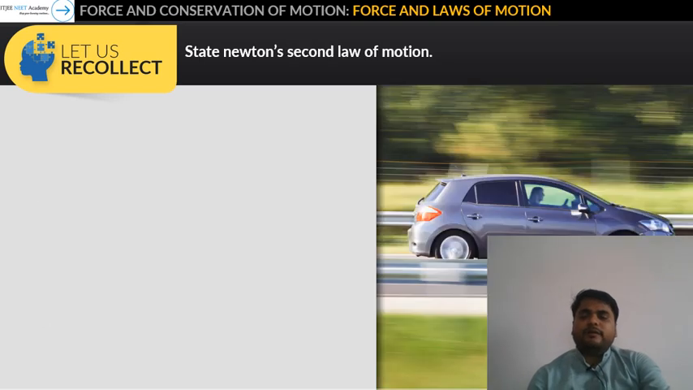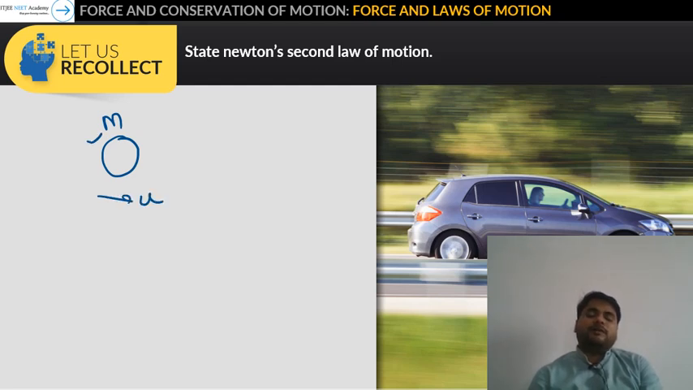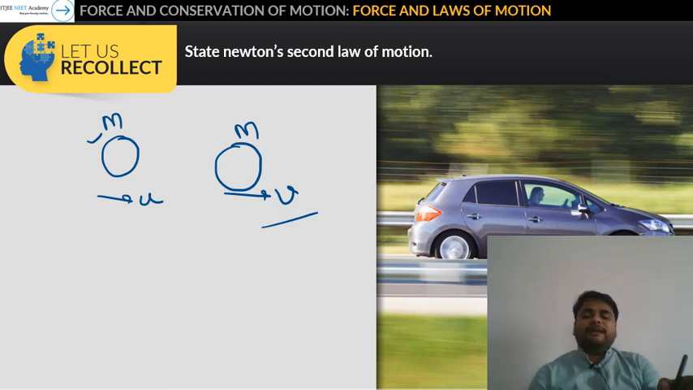Now comes the second law of motion. Newton's second law of motion. Suppose we have a ball which has mass m and velocity u. Now we apply a force. Due to this force, the velocity of the object changes to v. It means if we apply a force, then its velocity gets increased.